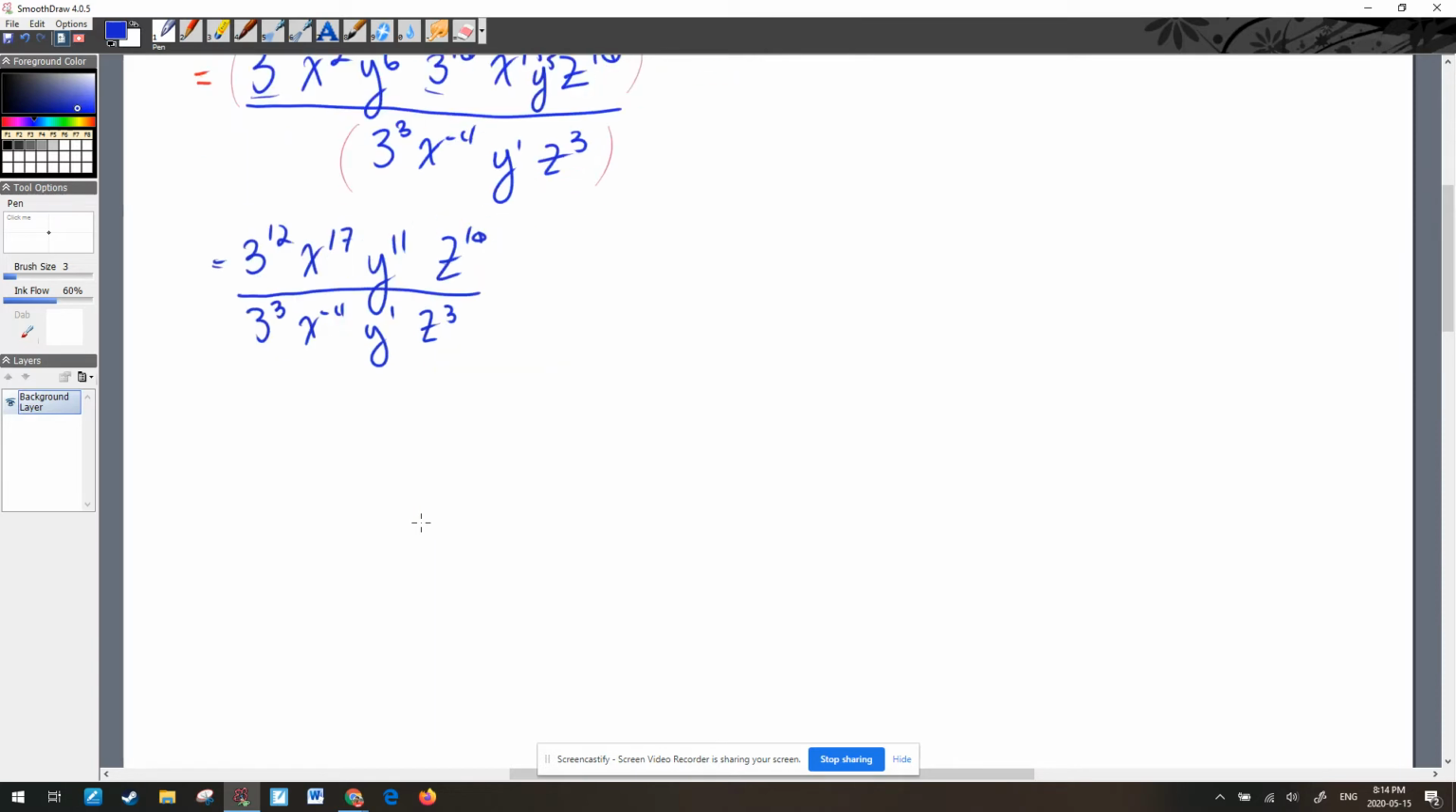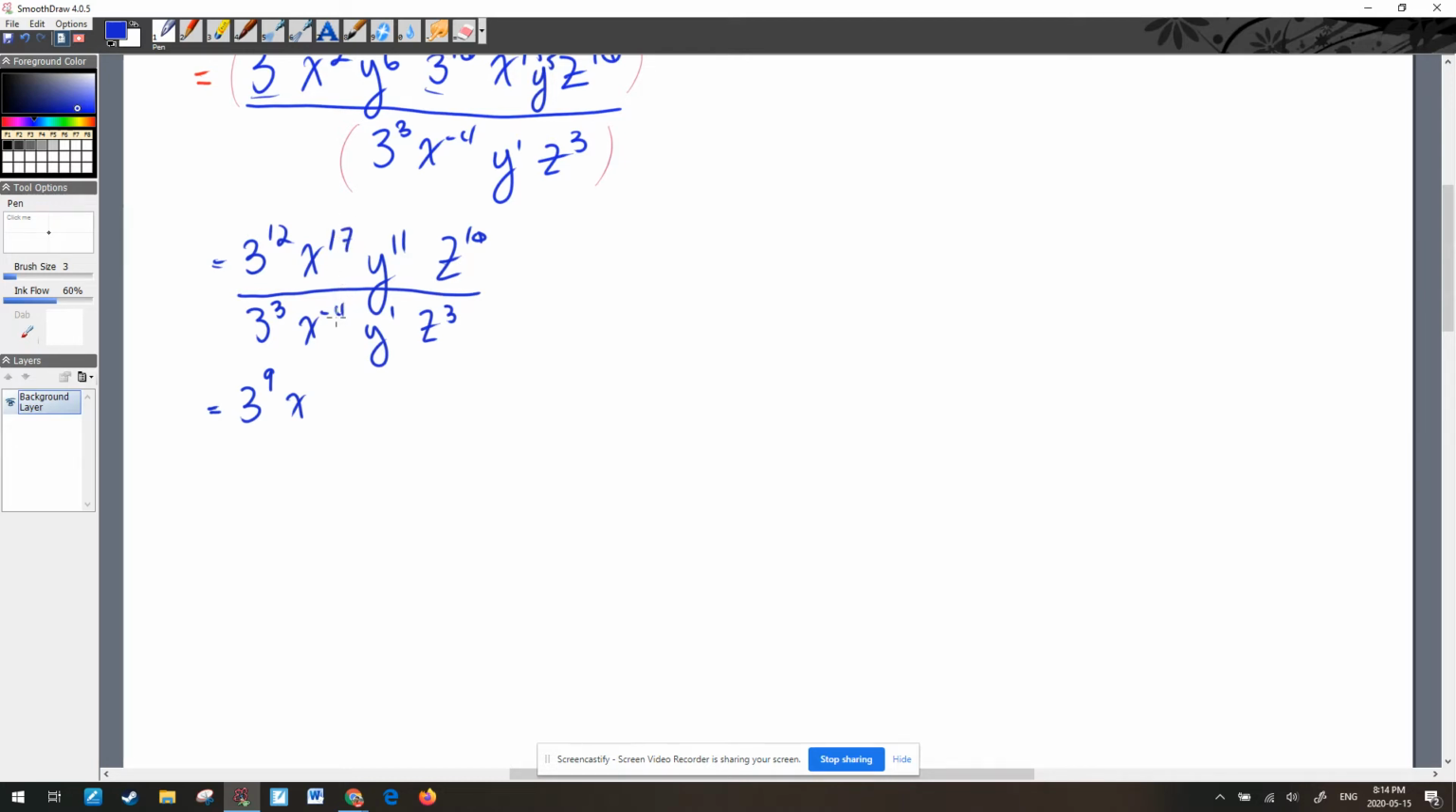Now, we know that when we divide powers with the same base, the base remains unchanged, and we subtract the exponents. So there's my base that matches. I subtract the exponents. 12 minus 3 is 9. Oh, and this is where it gets tricky. We're going to subtract the exponents.